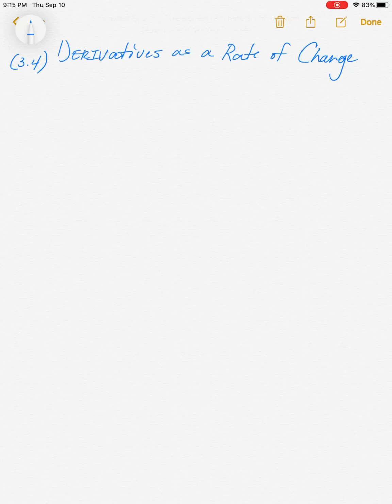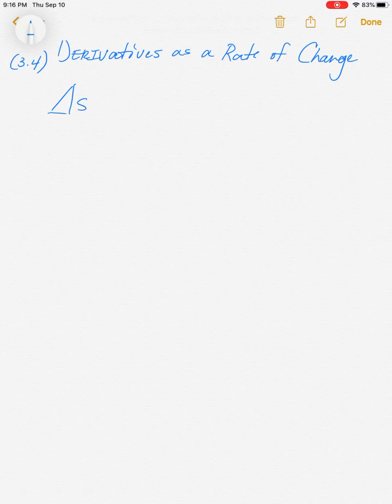We are back, and tonight we are going to be working on derivatives as a rate of change. Now, we already went through what a rate of change is. We went through average rate of change, and we knew that was a change in something in the numerator over the change in something in the denominator. So let's look at derivatives as a rate of change.